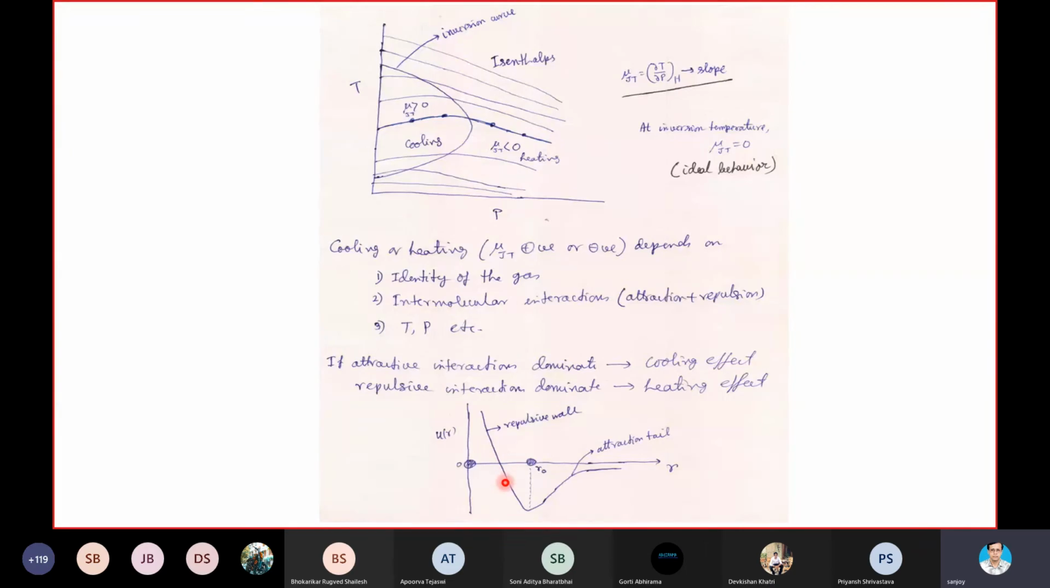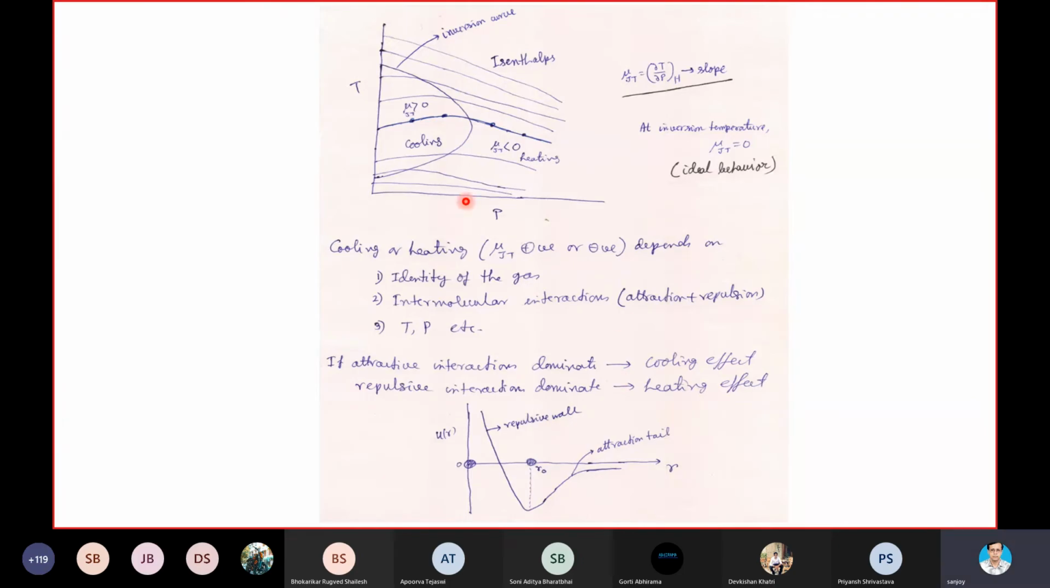So there will be a drop in potential energy. If there is a drop in potential energy, again for total energy to remain conserved, the kinetic energy should increase. So the particles' kinetic energy will increase now. Because kinetic energy increases, the temperature will also increase. So you will see a heating effect. When there is a repulsive interaction, if that dominates, then you will see a heating effect. And when the attractive interaction dominates, you will see a cooling effect.